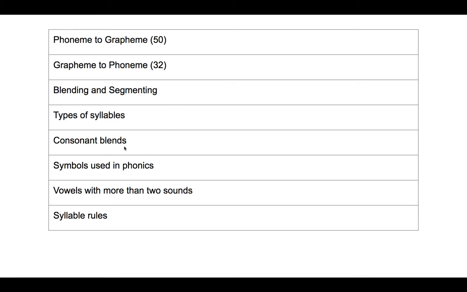Then we saw an introduction to consonant blends, just the introduction because it's not of great use in phonics, especially in the introduction part. And then we saw the symbols used in phonics. We saw the vowels with more than 2 sounds, and lastly the syllable rules.